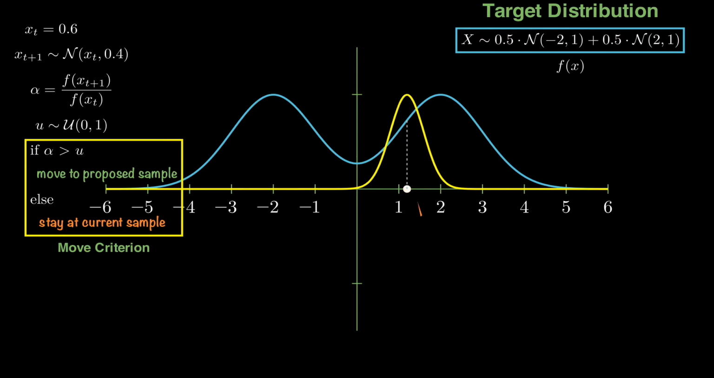And in this case, we decide to move to the new location. And it should have been intuitively clear that it would happen. Notice that the new sample was at a location of higher probability than the current location, and so the move will happen. And so we update our current value to 1.2.